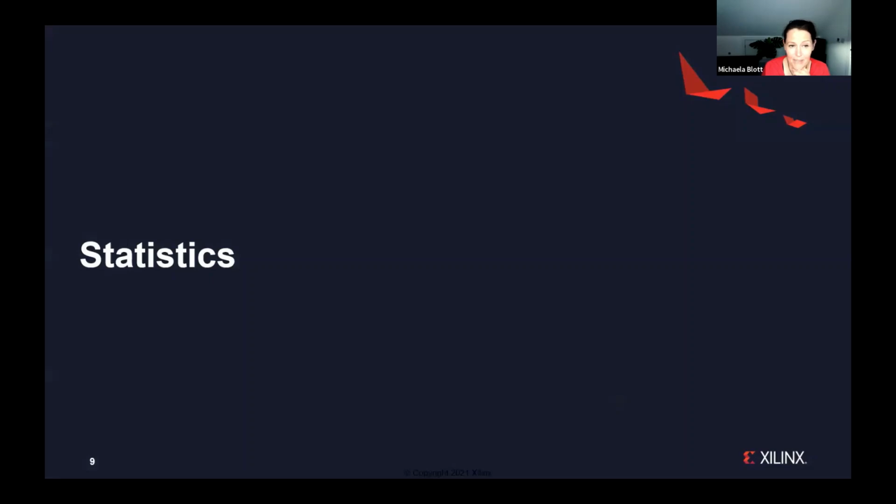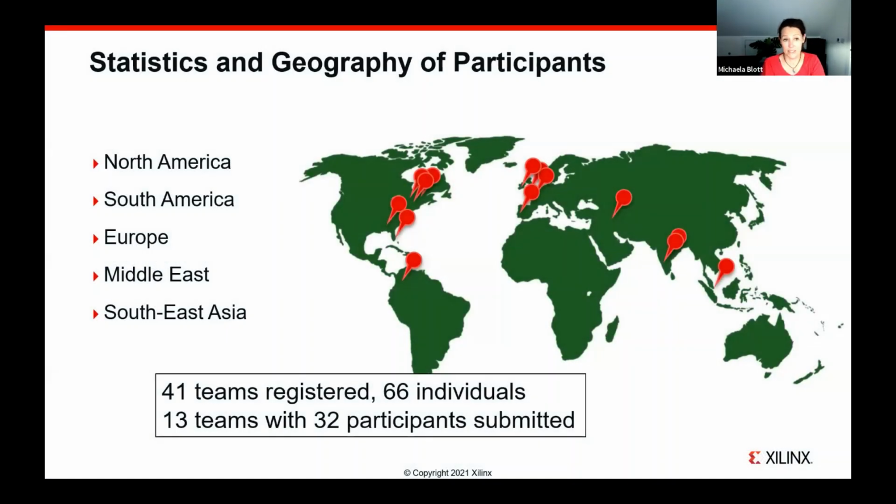So let's take a quick look at the submissions and the statistics now. As you can see, we got submissions from all over the world for a total of 41 teams registered with 66 individuals, out of which 13 teams with a total of 32 participants submitted with at least 1 entry. Which is truly fantastic. Thanks so much for all of your contributions.